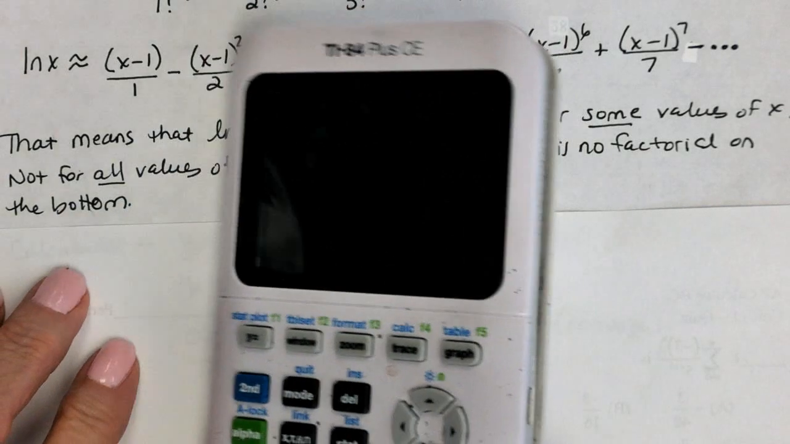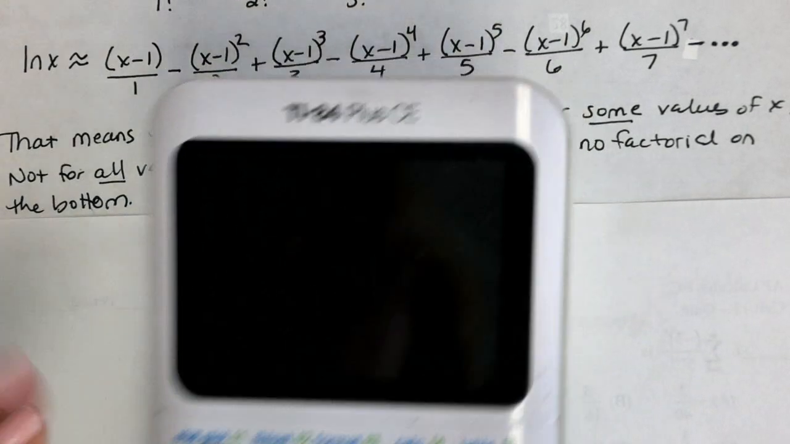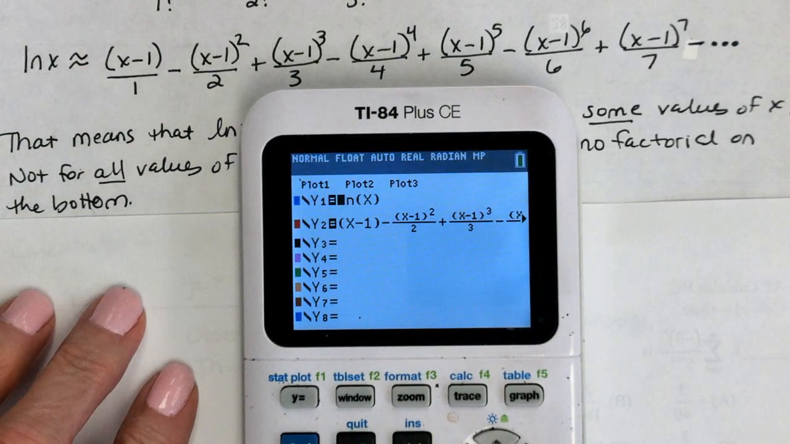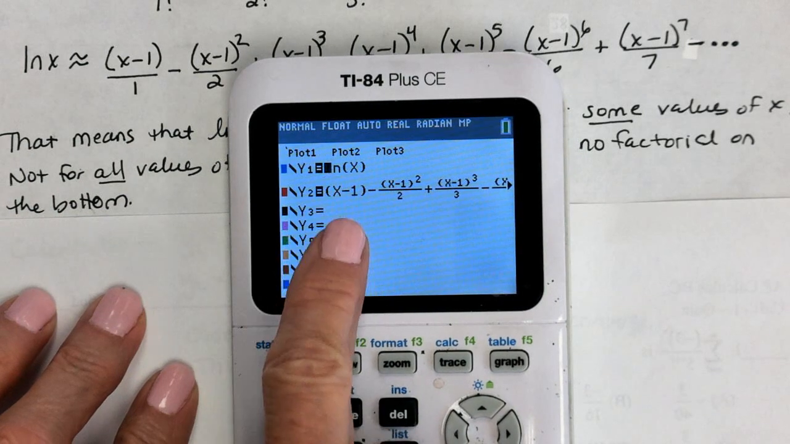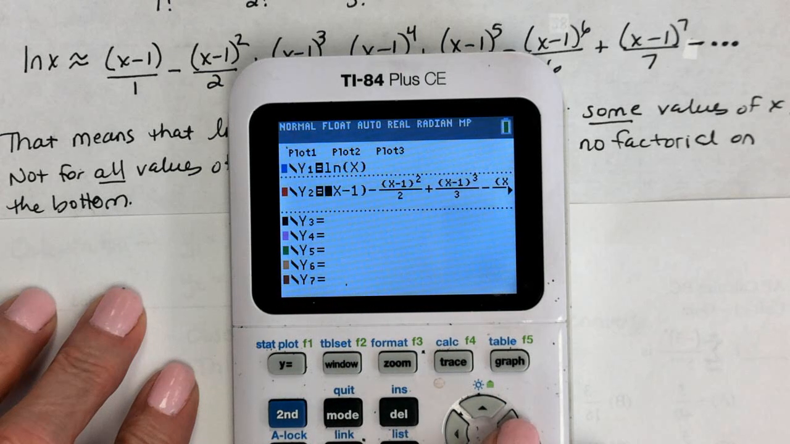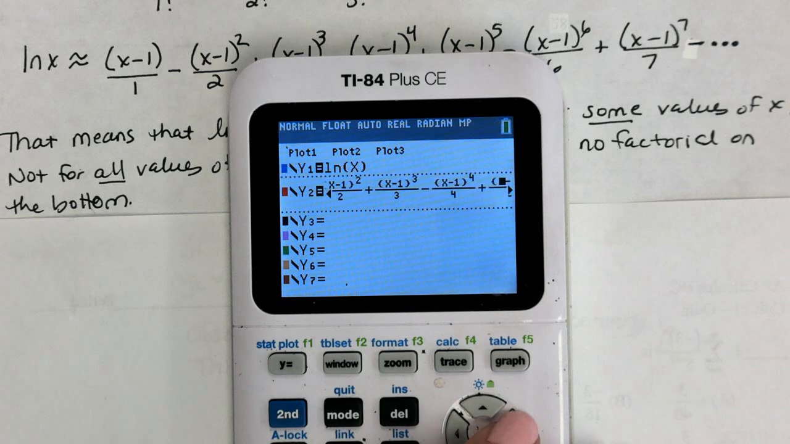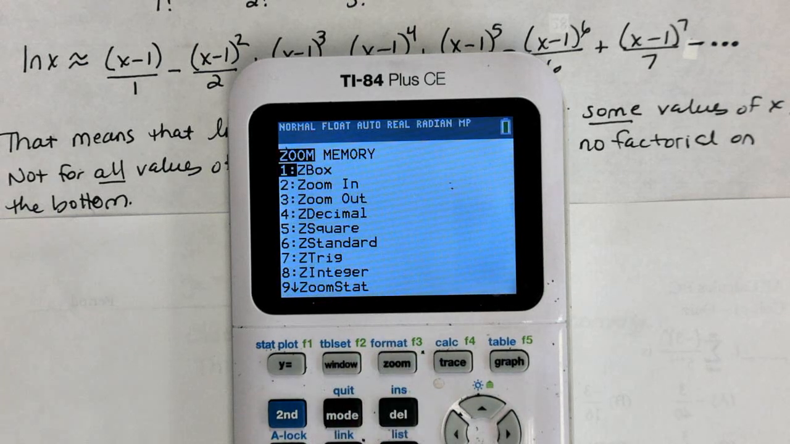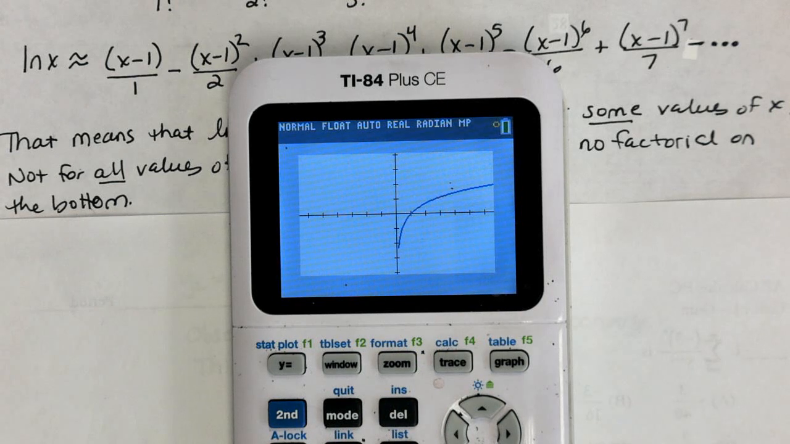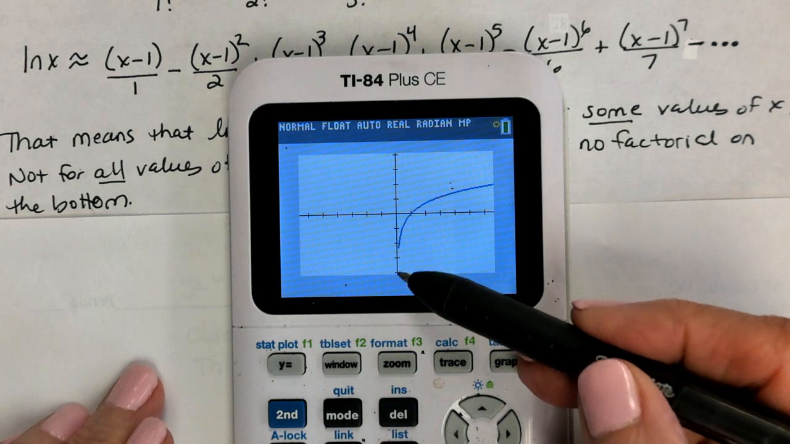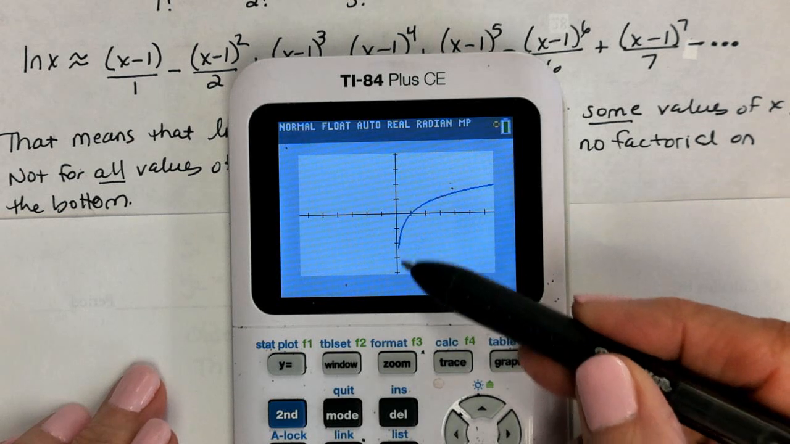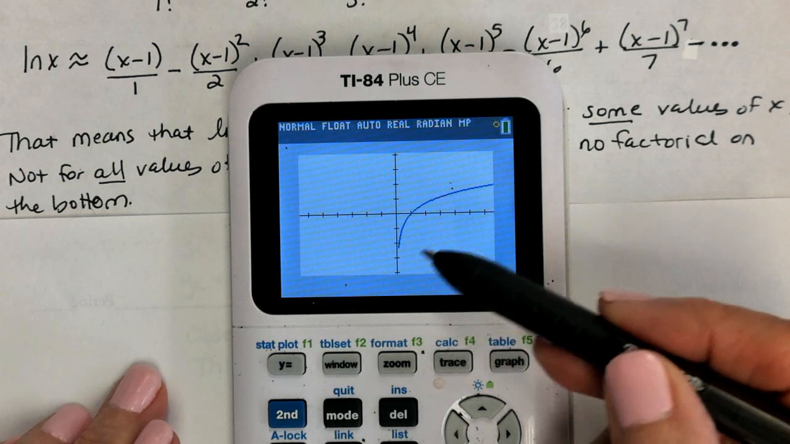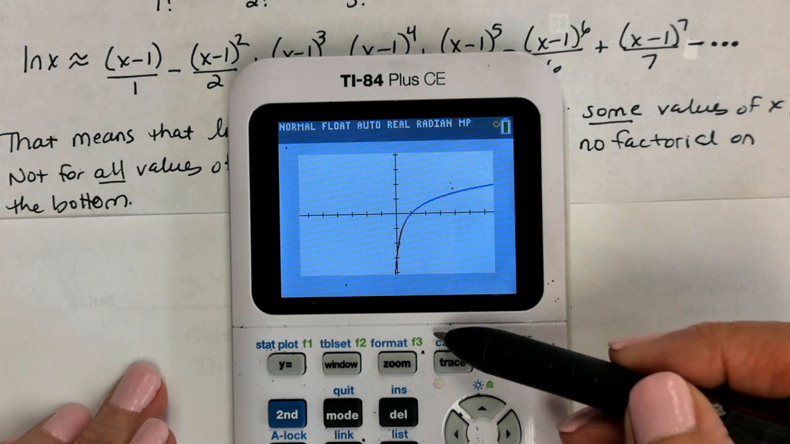Alrighty. In my calculator, I put in for y1, ln of x, and for y2, I put in the series up until the 7th degree term. So you can see I went all the way up to the 7th degree term and then I just stopped. Okay? So when I graph this, I'm going to zoom 4. There's ln of x, and notice that it has an asymptote, okay, on the y-axis. It's taken some time to graph that next one, but there it goes.